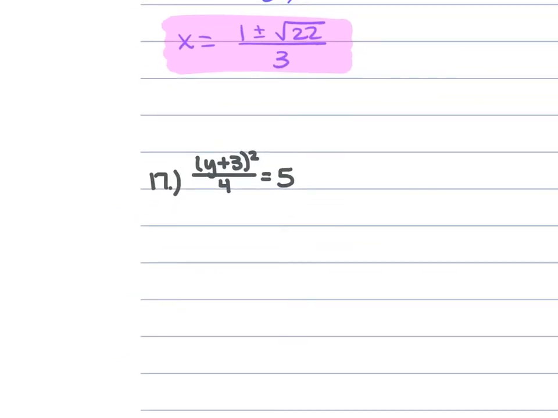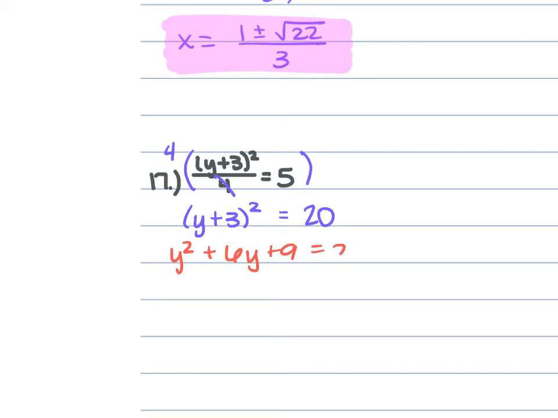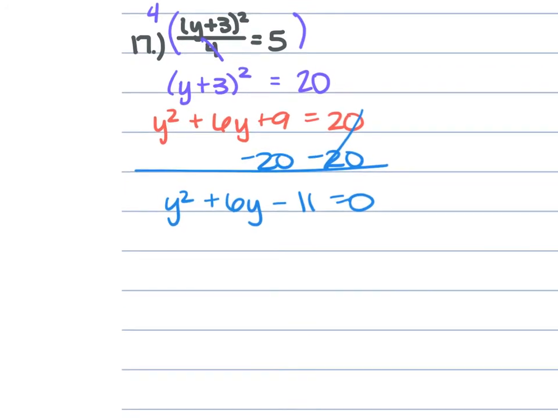For 17, we have y plus 3 squared over 4 is equal to 5. With this, we are going to multiply each side by 4, or everything by 4, to get rid of the 4 in the denominator. We're going to have y plus 3 squared is equal to 20. So this y plus 3 squared is just y squared plus 6y, or sorry, y squared plus 6y plus 9 is equal to 20. We're going to subtract 20 from each side. We get y squared plus 6y minus 11 is equal to 0.